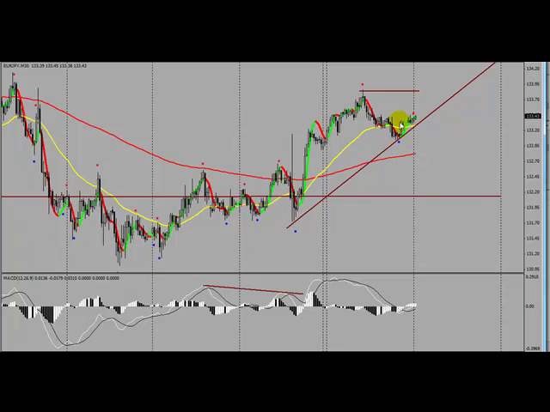Maybe a 1, 2, 3 top developing in here. So those are the three trades, I should say, we're looking for. One buy and two possible sells in the upcoming session.